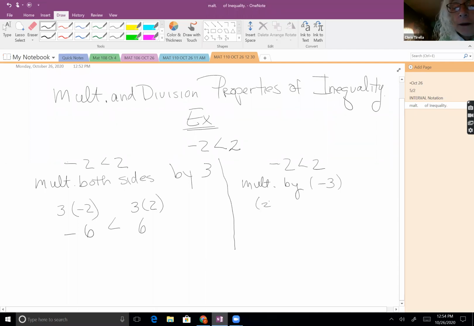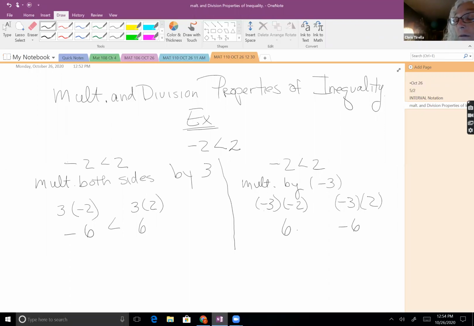On the left, I'd have -3 times -2. On the right, I have -3 times 2. Negative times negative would be positive. Negative times positive would be negative. Is it still less than? Is +6 smaller than -6? No. Positives are bigger than negatives.